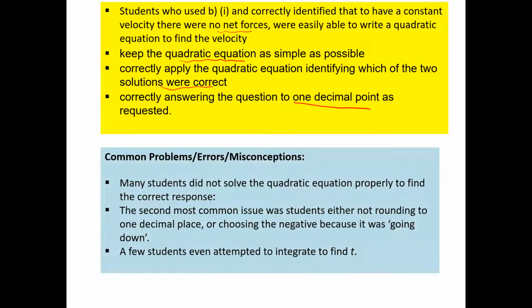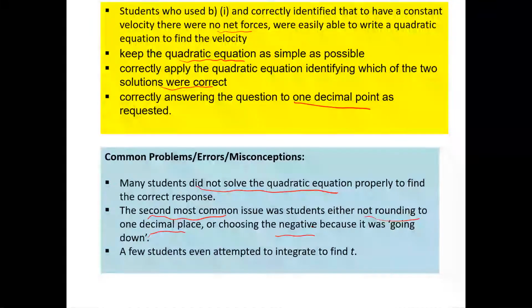Common problems: many students did not solve the quadratic equation properly to find the correct response. The other issue with students is that they either did not round to one decimal place or chose the negative solution because it was going down. A few students tried to integrate with respect to t.